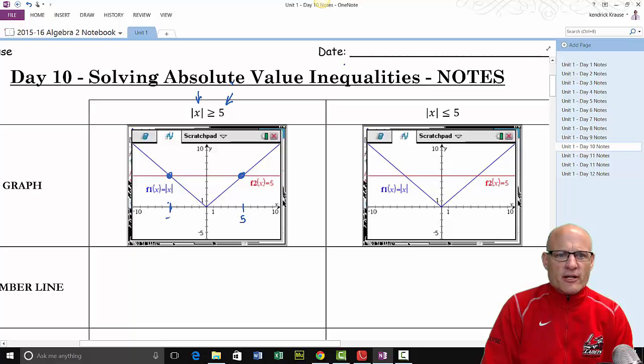Hopefully that's 5. I don't know, it's over there somewhere. Negative 5. 1, 2, 3, 4, 5. Yeah, negative 5 and positive 5. So those are the 2 answers to my solution.